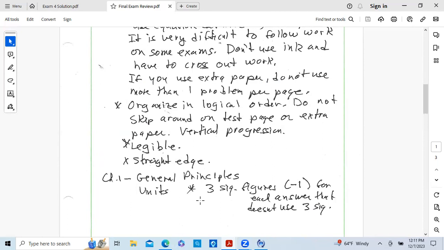What is important out of chapter 1 is the fact that we're going to use 3 significant figures for your answers. Sometimes I take off one on homework. I probably haven't been real consistent on that, but I am on the exam, and I do look at this on exams. Every time I see something more than 3 significant figures, I'm going to take off -1. So for each answer that doesn't use 3 significant figures, it's -1. Reason for that is simple. It's false accuracy.